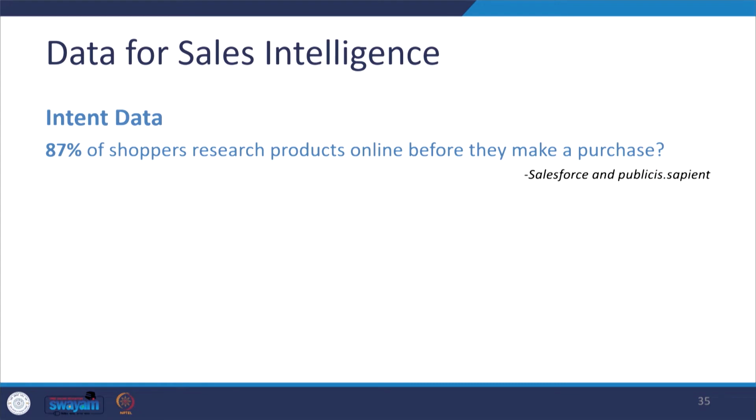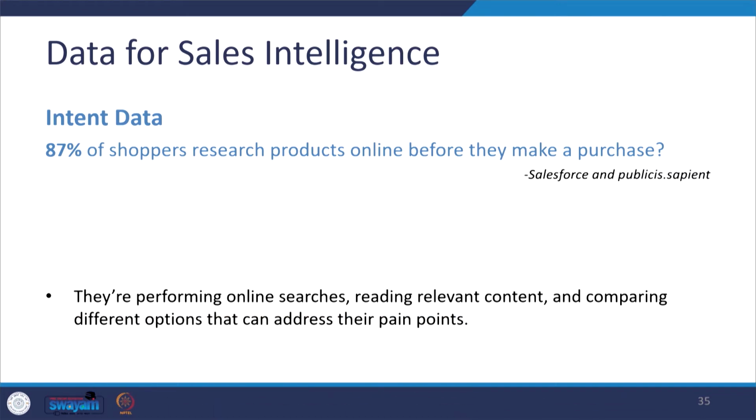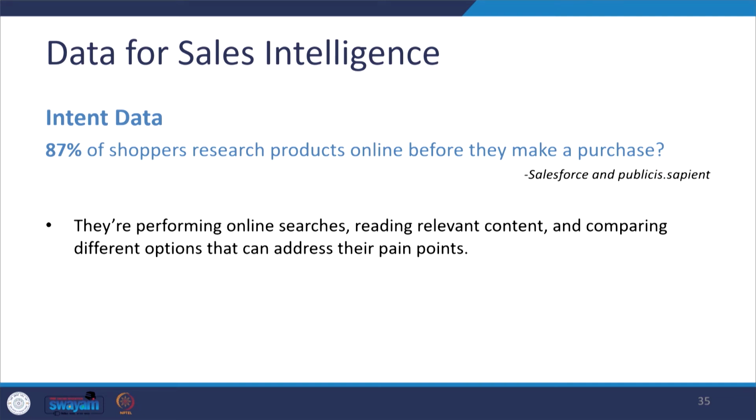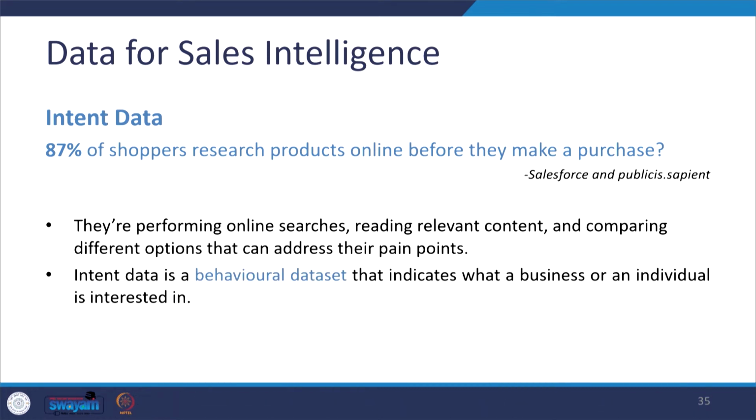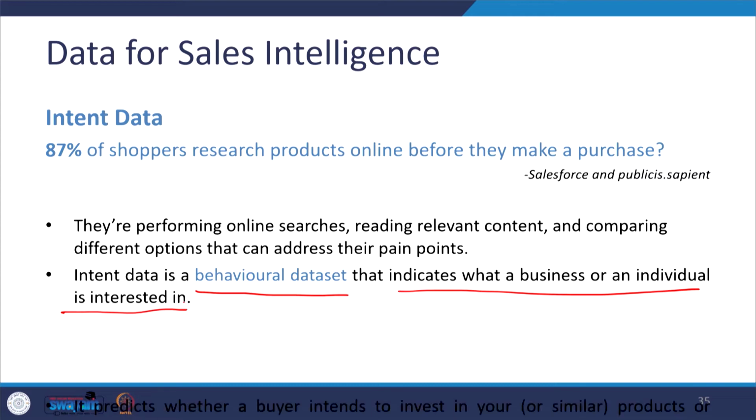So as we said, intent data and buying signals. Let's look at these two concepts further in detail. 87% of shoppers research products online before they make a purchase. Why? They are performing online searches, reading relevant content, and comparing different options that can address their pain points. That's why they are researching more about you, your products, and your solution in an online space.